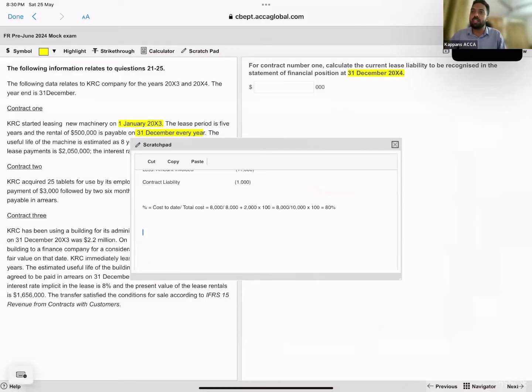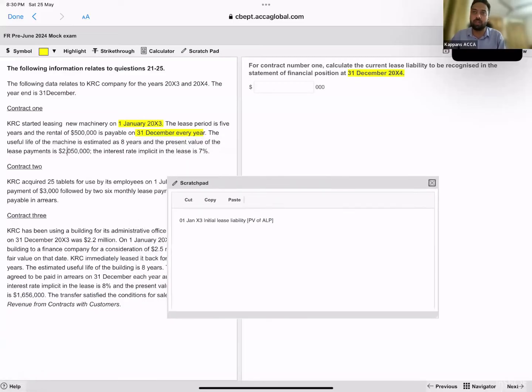So for the lease liability, we start on 1st January X3 with the initial lease liability. How do you recognize the initial lease liability? It is based on the present value of the annual lease payment. So how much is the present value of the annual lease payment given in the question? They're asking us in dollar thousands. So 2050, or $2,050,000. The lease payment is made at the end of the year, so on 31st December X3, plus effective interest.